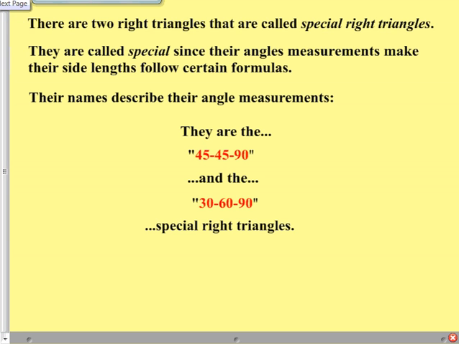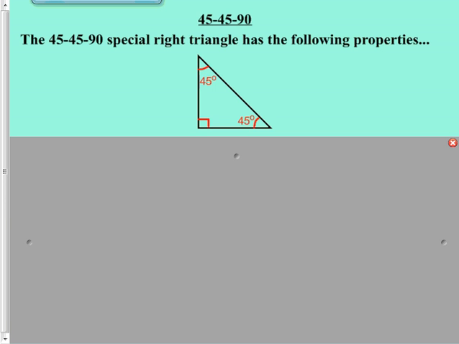Okay, so let's take a look. The 45, 45, 90 special right triangle has the following properties. As we already stated, it has two 45-degree angles and a right angle. If we were to build a 45, 45, 90, it might look something like this diagram right here. Two angles that are 45. We can put some angle congruency marks on them because they obviously are congruent.